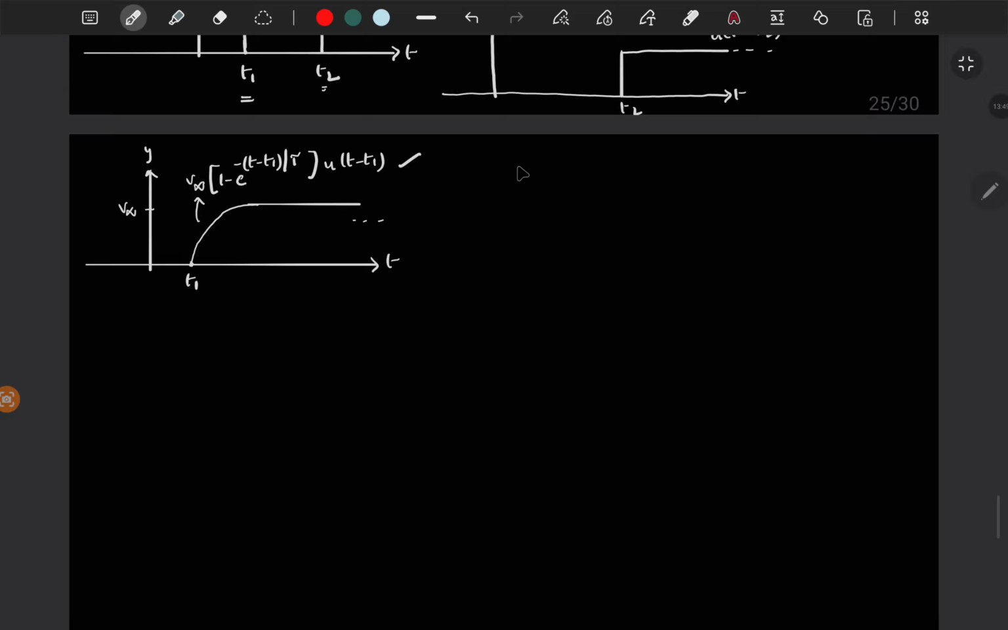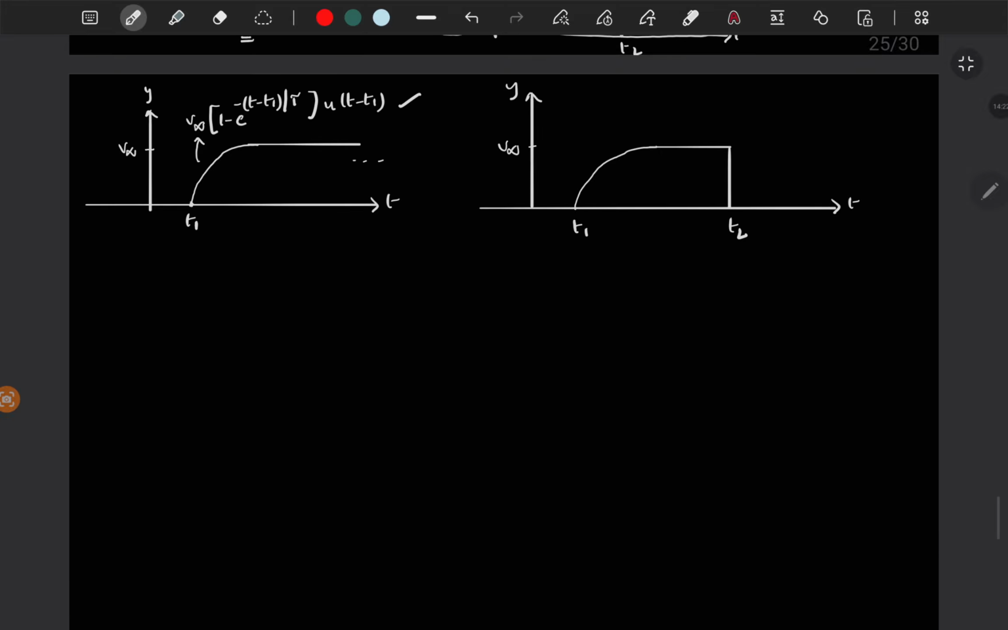Now let's say I have the similar graph, but it is not going till t tends to infinity. Let's say I am making it 0 immediately at t2. So this is v infinity and this is t1. So how do you write this equation?